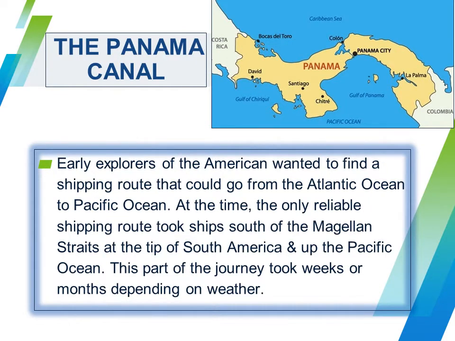The Panama Canal. You can see the map over here, which gives you a clear view and a better understanding. Early explorers of the Americas wanted to find a shipping route that could go from the Atlantic Ocean to the Pacific Ocean. So they wanted to connect the two huge oceans which were flowing at either side of the continent. At the time, the only reliable shipping route took ships south around Magellan's strait, at the tip of South America and up the Pacific Ocean. So this part of the journey took weeks or months depending on the weather. Now, how did this need for the Panama Canal grow? So this was the major reason, and that's the reason they came up with this man-made Panama Canal.